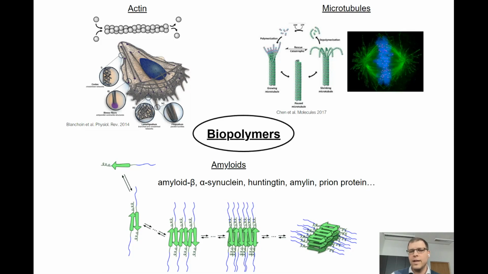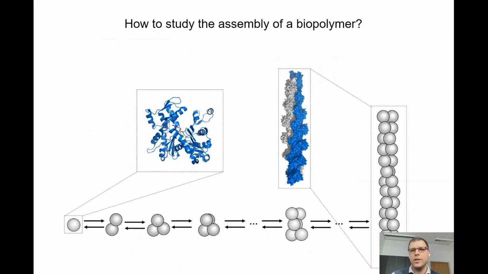In order to understand the regulation of all these processes, it's of course crucial to understand how these polymers are formed. And how do you actually study the assembly of a biopolymer? Well, you can start off by understanding what your polymer looks like structurally, for example. For this, you can employ high-resolution techniques such as X-ray crystallography or cryo-electron microscopy. This way you can, for example, obtain atomic structures of your monomeric subunits, as well as the polymerized state of your protein.